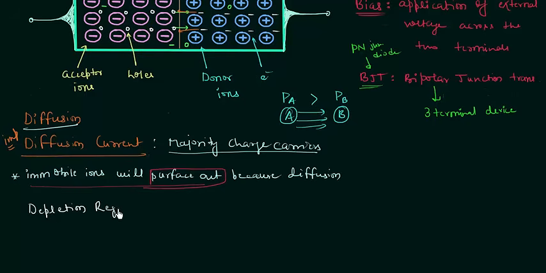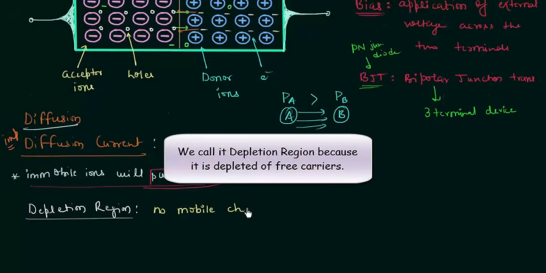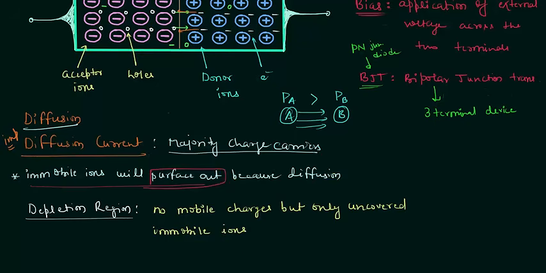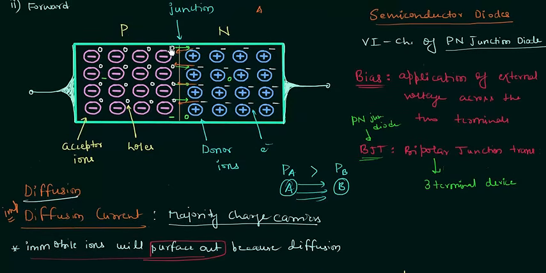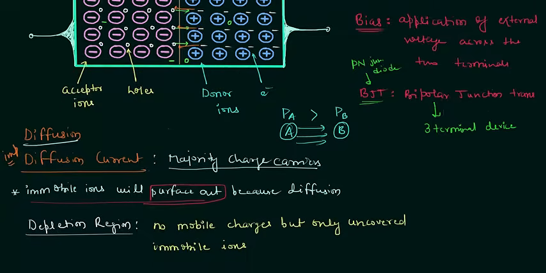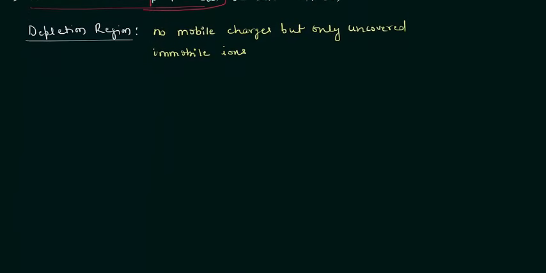Depletion region. In this region there are no mobile charges, but only uncovered immobile ions. As I have already explained, there are no mobile charges because the holes and electrons combine with each other and we are left with negative and positive ions. So I will try to draw the depletion layer quickly.